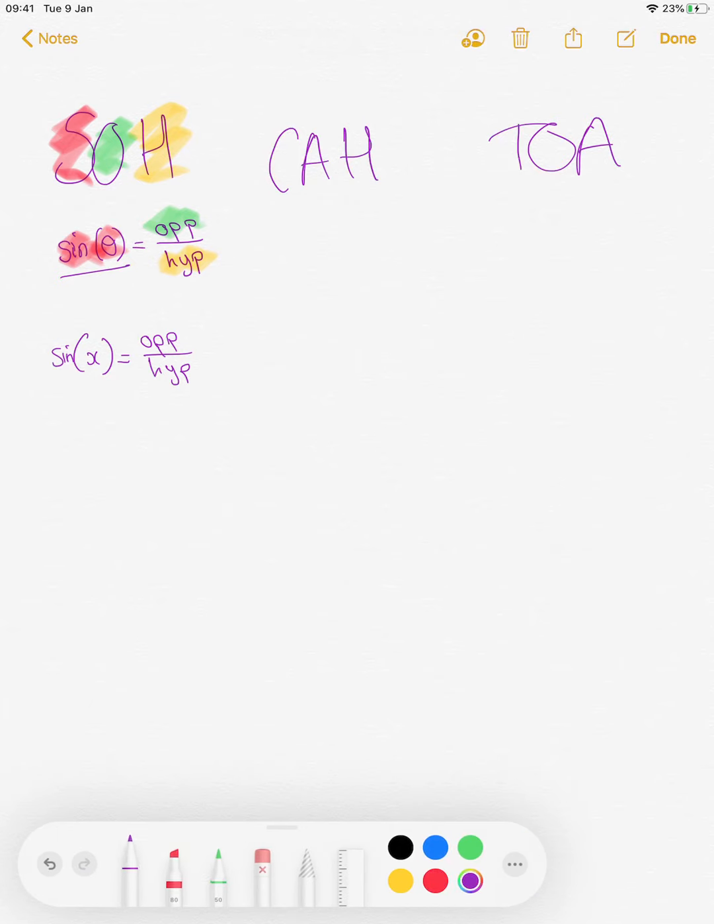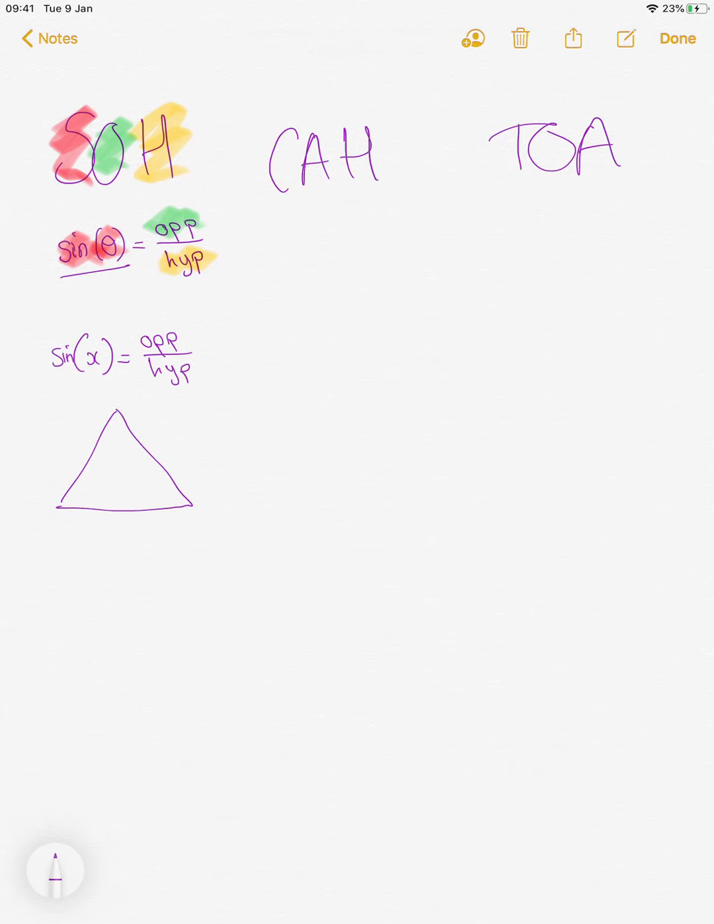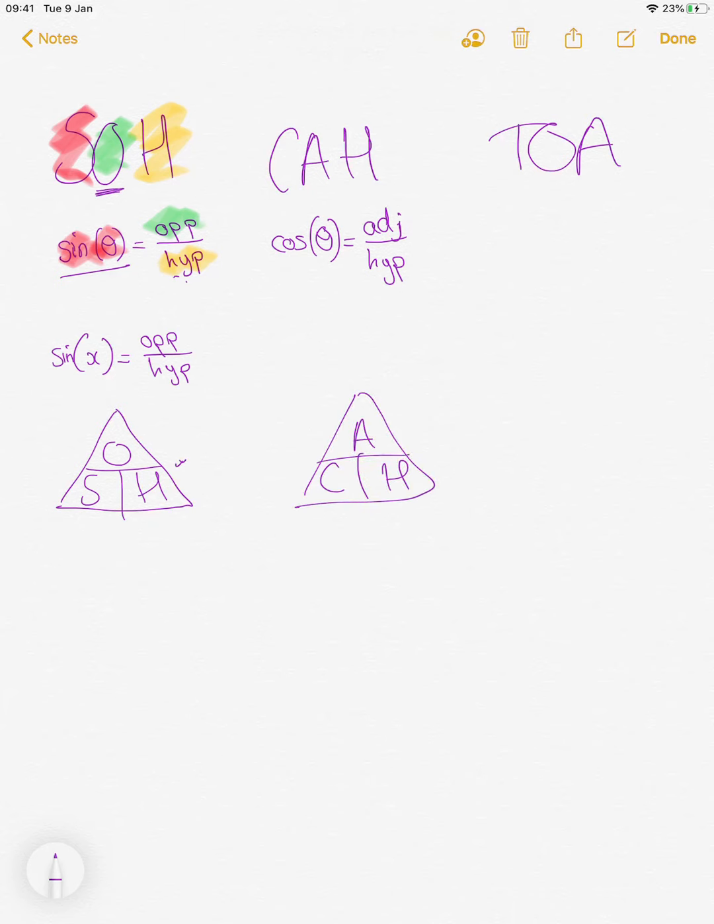Something else you might have seen, and I'm going to encourage us to use this, is write out SOH as a bit like when you do a speed distance time triangle. So O is in the middle of the triangle, so SOH. And this relates to this formula here. So CAH, what does that mean? Well, that means cos of the angle equals adjacent over hypotenuse. Your triangle would be CAH with A in the middle, so it's in the middle of that triangle.